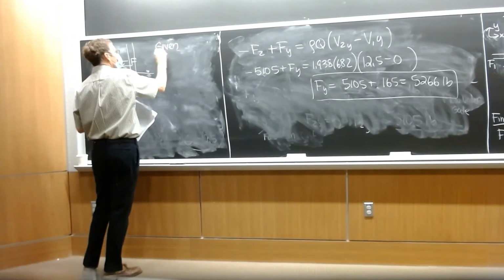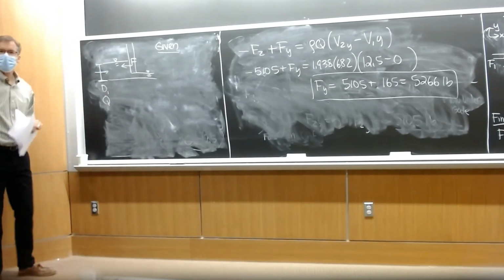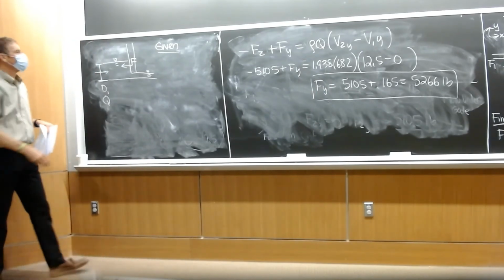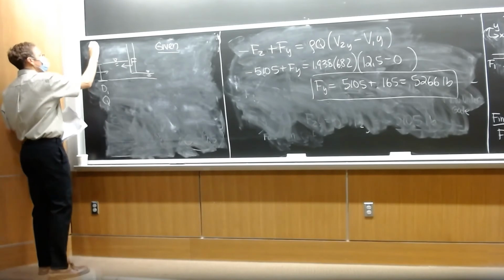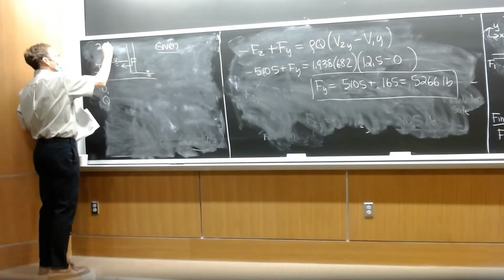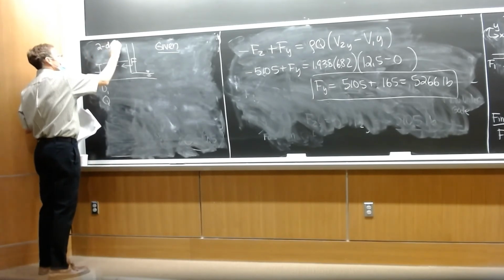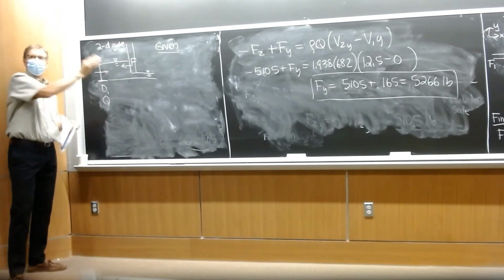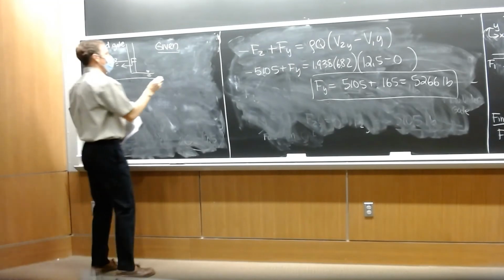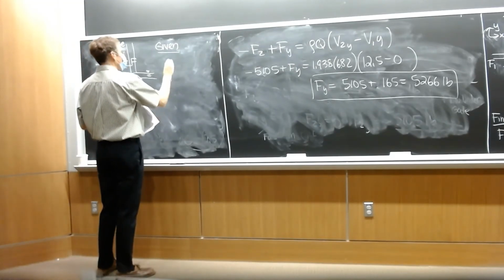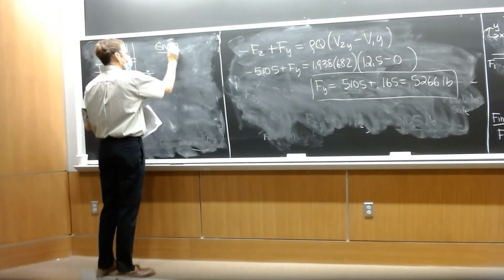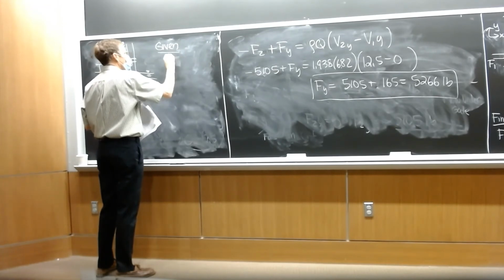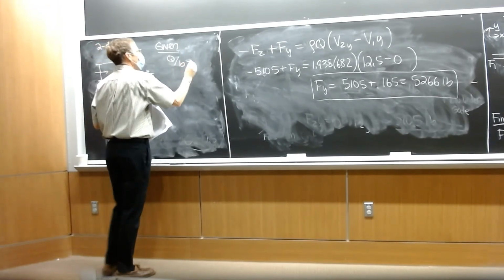So we have a gate and the water going under it. We're going to call this a 2D gate. That is, it's long in the direction. So we're given something we'll see in open channel flow.